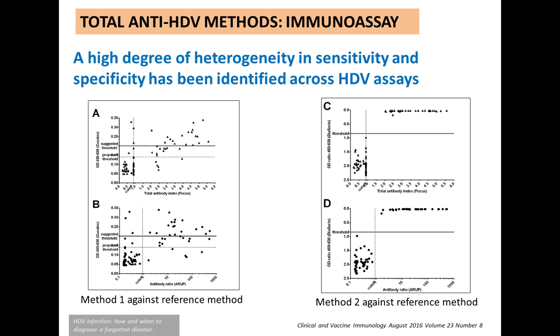I'm going to antibodies again. The anti-delta virus assays also have different performance in terms of sensitivity and specificity. In the picture on the left, you can see that method 1 does not discriminate positive or negative results properly, as method number 2 does, as you can see in the picture on the right.